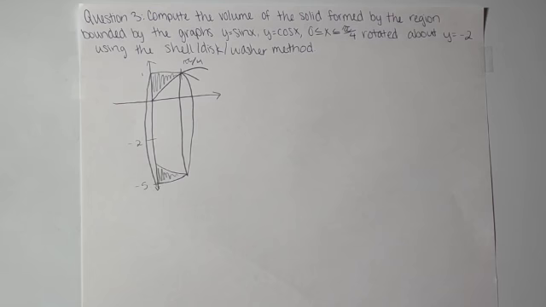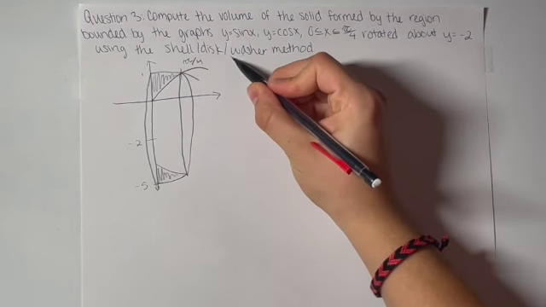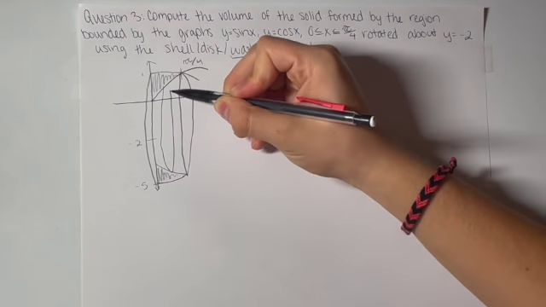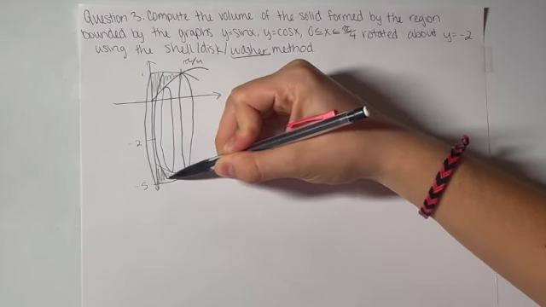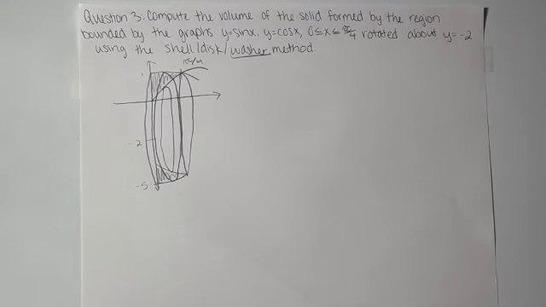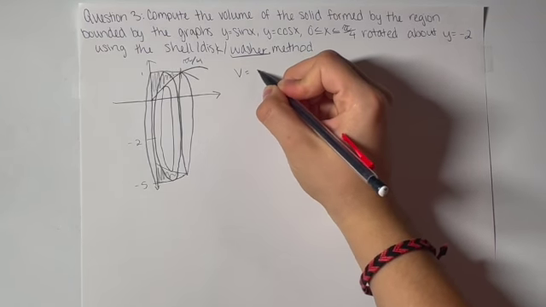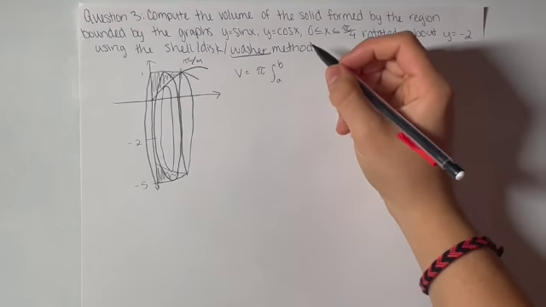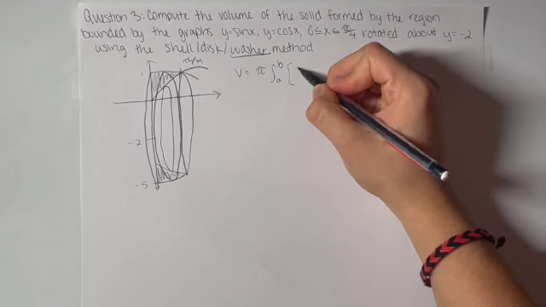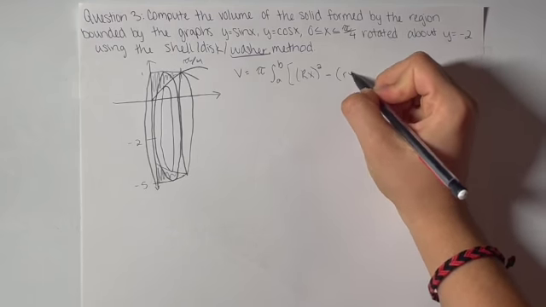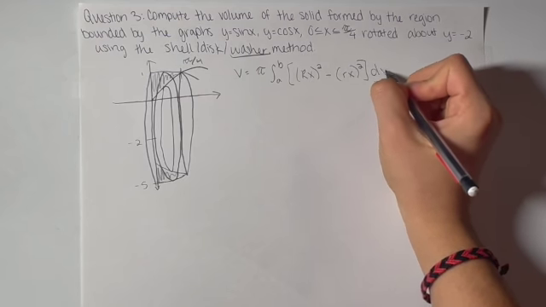For this figure, we can use the washer method. We have an inner radius and an outer radius. And the formula that is used for the washer method is V equals pi integral from a to b of the outer radius squared minus the inner radius squared, dx.